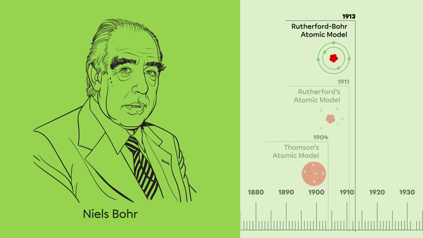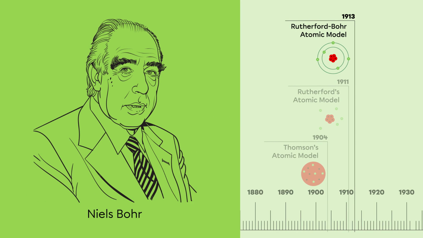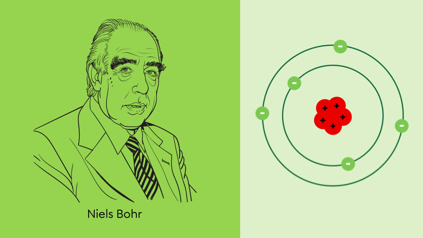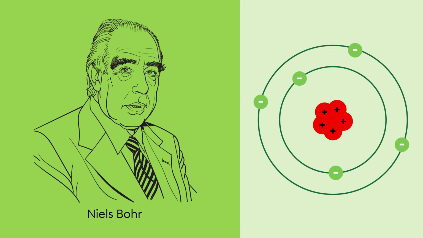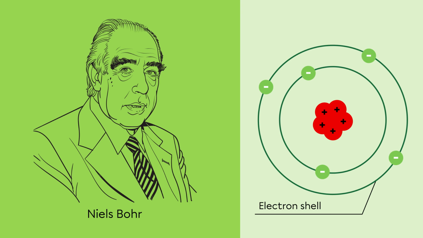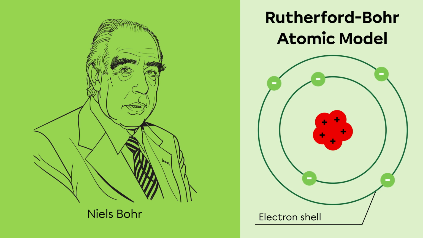Then Rutherford's student, Niels Bohr, attempts to clarify his professor's model. He imagines that electrons move in precise orbits called electron shells. This model is called the Rutherford-Bohr atomic model.